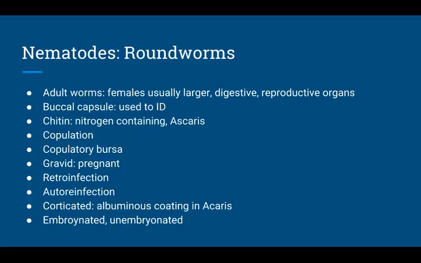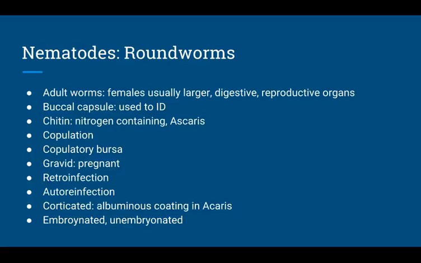Okay, these are the nematodes, or the roundworms, and these are in the class Trematoda. These have 3 stages: eggs, larvae, and worm, and these are just some definitions that you need to know. The buccal capsule or cavity is like their mouth. The chitin or the shell is a nitrogen-containing polysaccharide coating that's seen in Ascaris eggs.